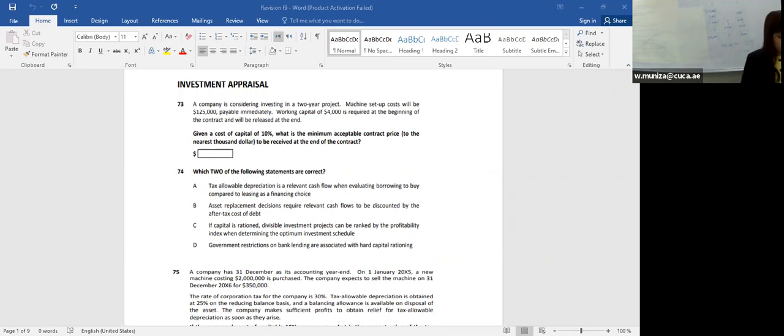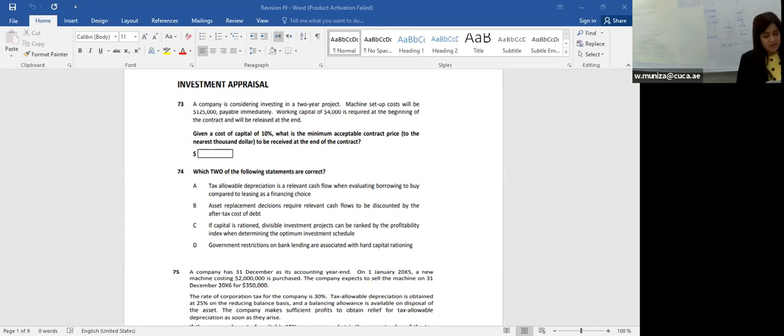As usual, we are going to see the requirement of the question first. If the company's cost of capital is 15% per annum, what is the present value of the tax saving from the tax allowable depreciation at 1st January 2005? Okay. Let's see the question now. What are you required to calculate in this question? You are required to calculate the present value of the tax savings from the tax allowable depreciation.